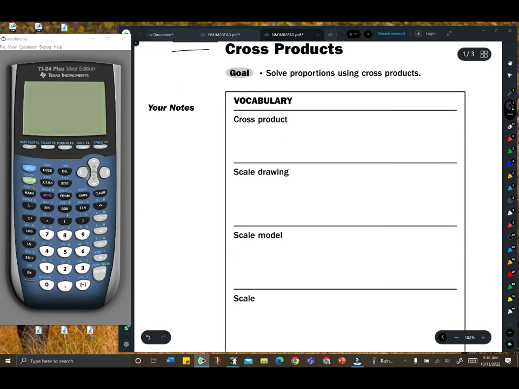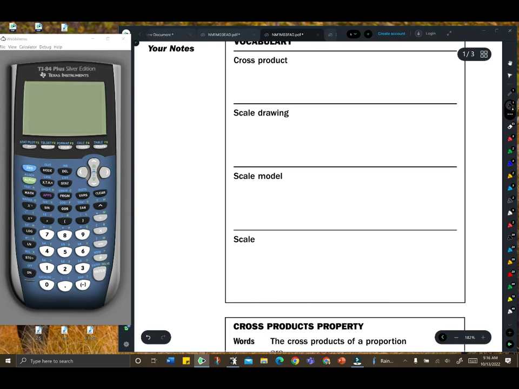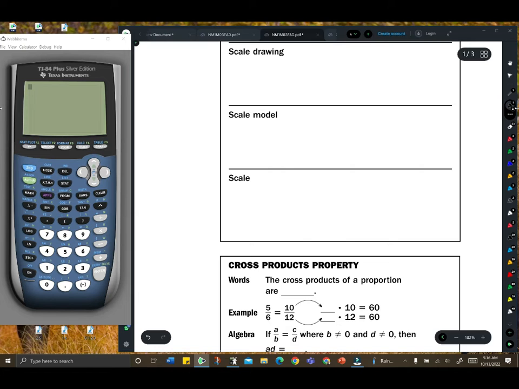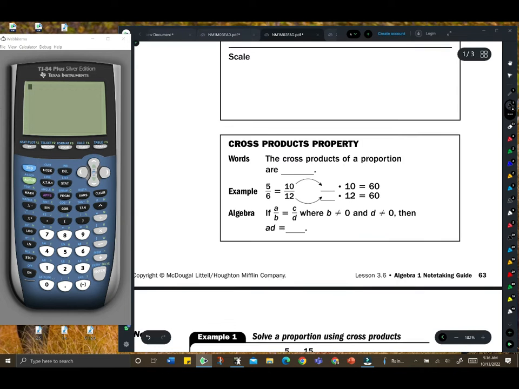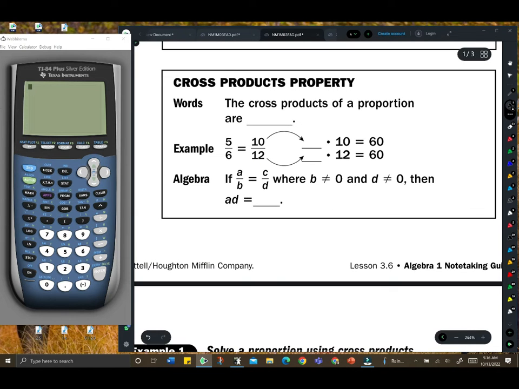Some of the things we're going to go over are cross products, scale drawings, scale models, and scale. Let's get into the business right away. Cross products property: the cross products of a proportion are equal. We are going to work with cross multiplying today, which really isn't too bad.